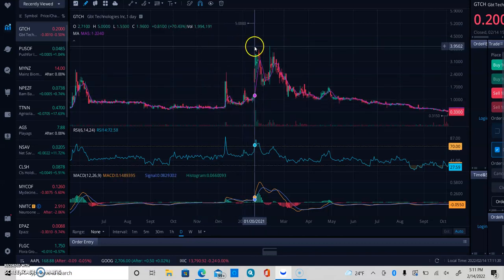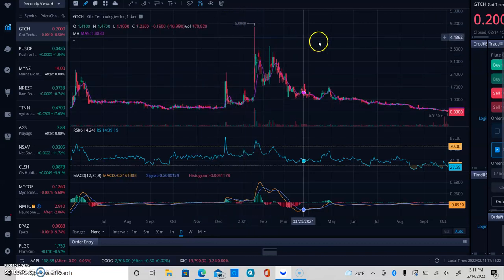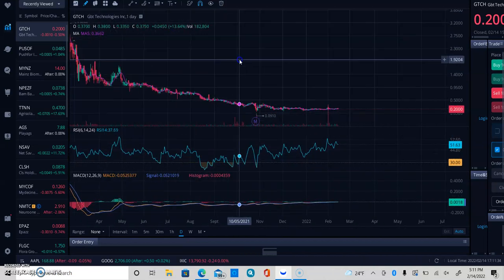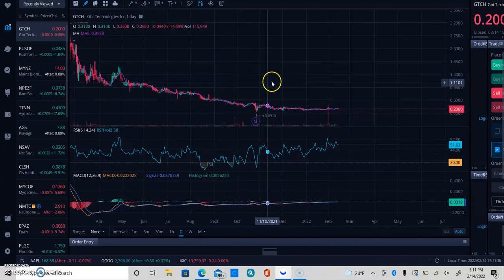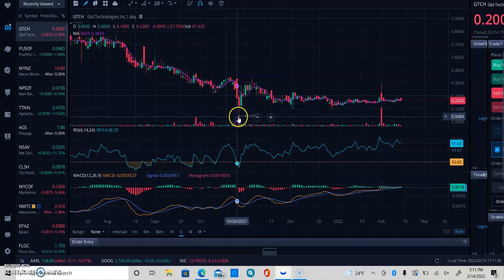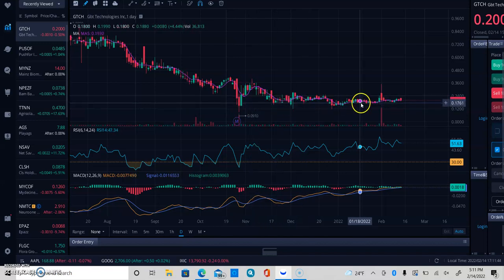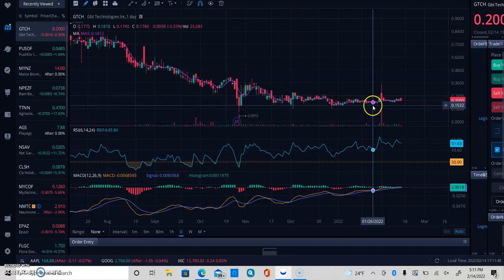and those shorts got squeezed out when they pushed all the way up to that all-time high of $5 per share. But since then, they have pulled back and actually retraced all the way down to a low, as you can see, back on 10/27 of 2021 of 9 cents per share. They bounced off that nicely, retraced back up, and like I mentioned at the start of this video, they are kind of flatlining and consolidating in this range.